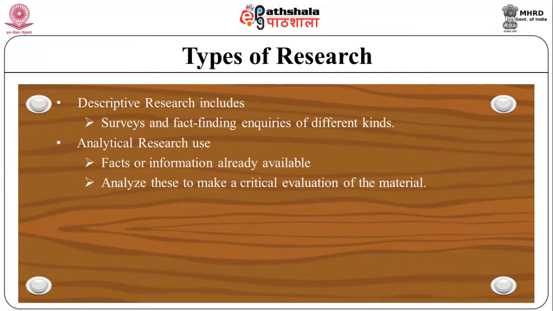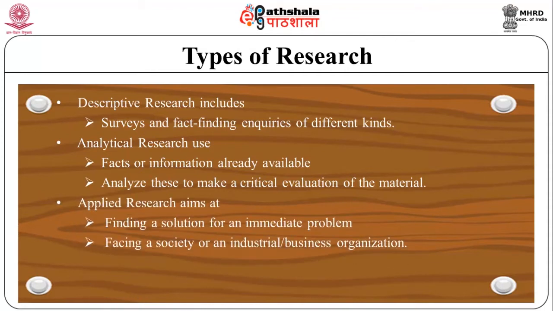Researchers can only report what has happened or what is happening. Second is analytical research. It uses facts or information already available and analyzes these to make a critical evaluation of the material. It does not include any surveys or fact-finding inquiries of different kinds. Third is applied research. Applied research aims at finding a solution for an immediate problem facing a society or an industrial or business organization.